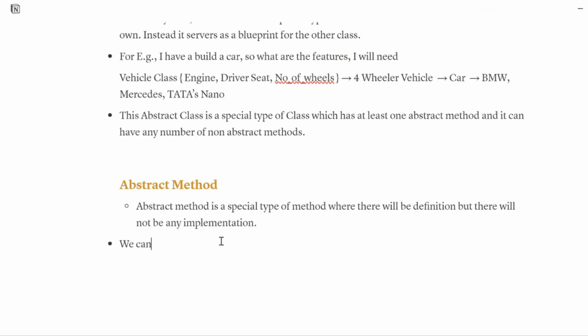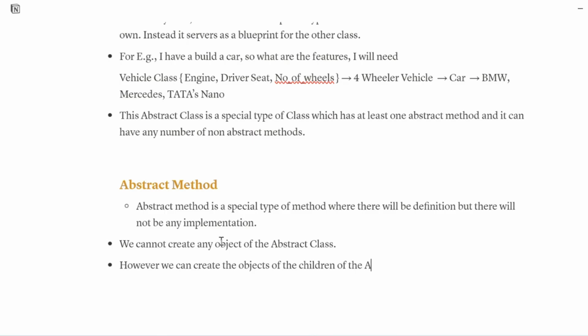We cannot create any object of the abstract class. However, we can create the objects of the children of the abstract class. Children here simply means child classes or subclasses. Here you can create them and you can utilize the features of the abstract class. This is how they are implemented.